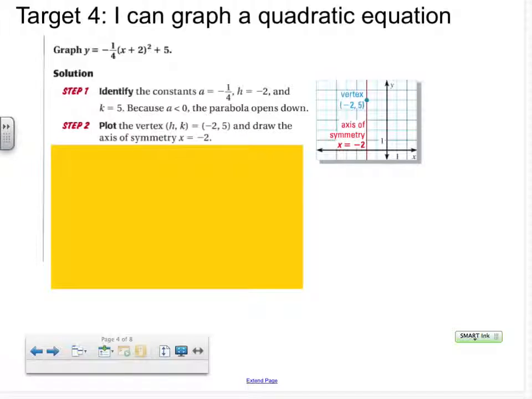Next, plot the vertex. We know h is negative 2 because it's got to be the opposite, and k is positive 5. So our vertex is at negative 2, 5. And you can see we plotted the vertex there at negative 2, 5. And our axis of symmetry goes through the vertex at x equals negative 2. It's the x value.